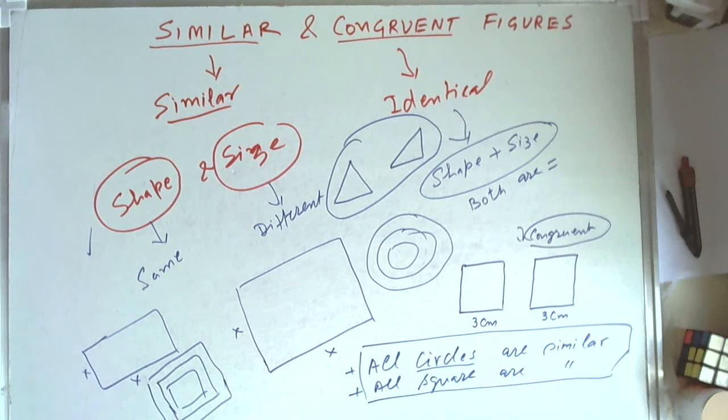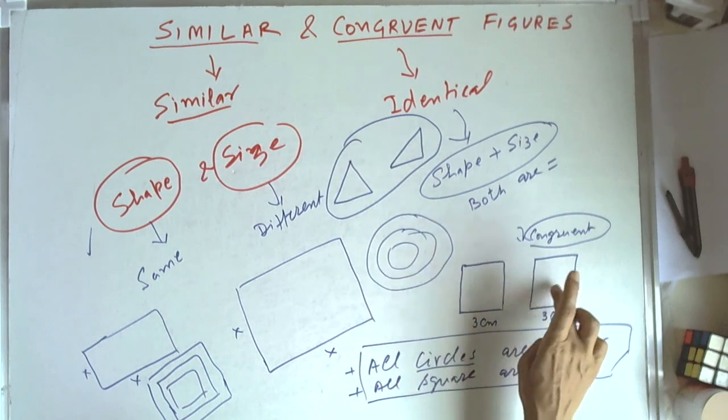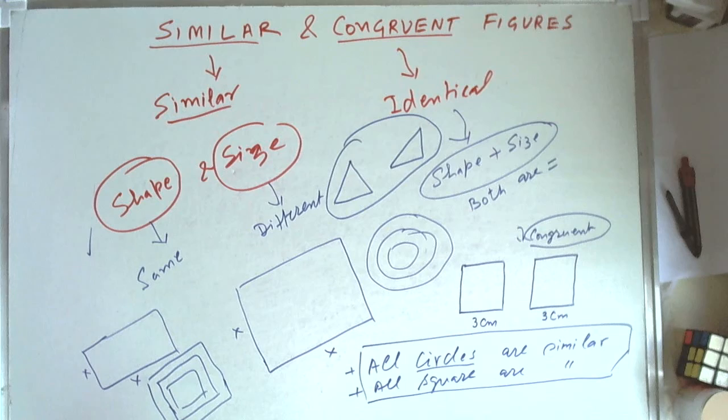So what we have learned in this video is what is similar and what is congruent. Similar is where shape is same but the size is different. So it can be smaller or bigger, fatter or thinner. Whereas congruent is something which is identical, where shape and size both are same, both are equal in two figures. So if we have two squares each having 3 centimeter side, then they are congruent.